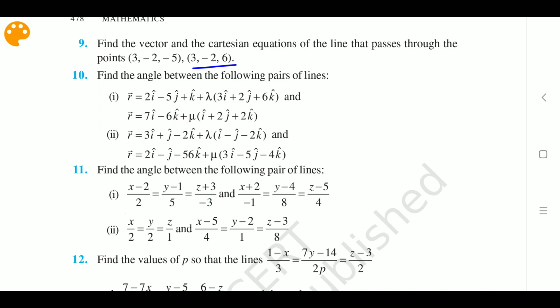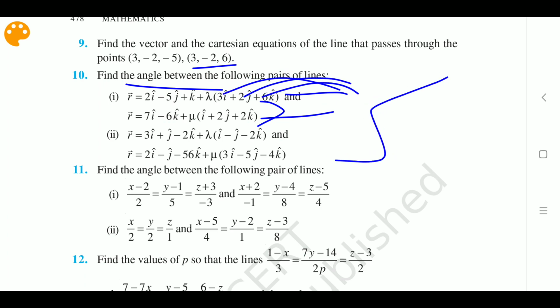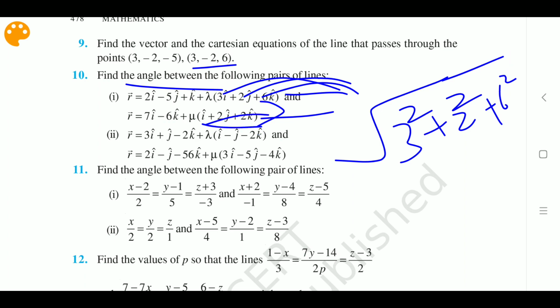Again, next question: you have to find out the angle between the following pair. You can also do this question by using the formula: just do the dot product of these two and divide by the magnitudes of these two individually. How to calculate the magnitude? Under root of 3 square plus 2 square plus 6 square, right? Just divide it by this and also the magnitude of this vector.